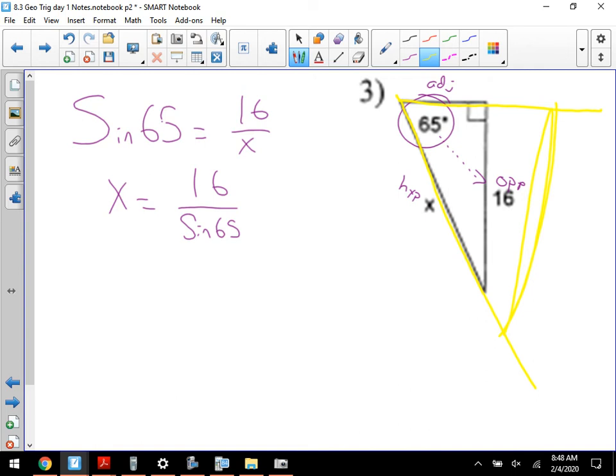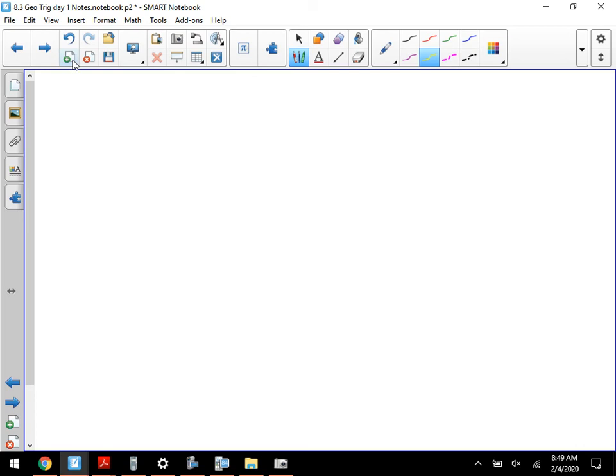Because where was your unknown? It's in the denominator, right? Remember when we had our trig function? If the unknown is down here, you just multiply, you switch those two. Okay, that was the trick. Whenever it's in the bottom, you switch them. There's a long-winded way of doing that without looking at trig functions and whatnot.